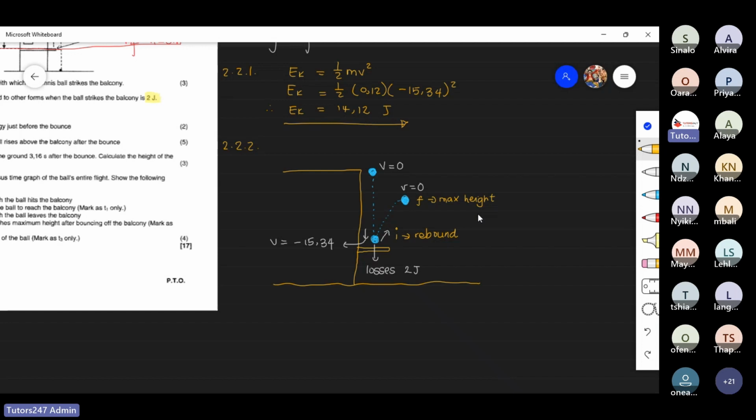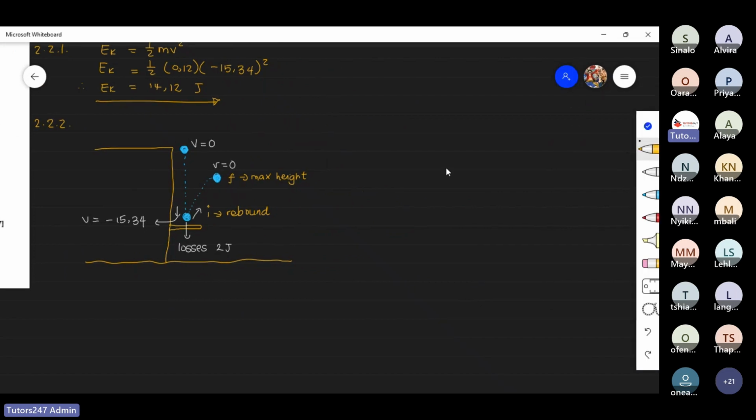So first step, we need to identify how much energy the ball rebounded with, or how much energy the ball left the balcony with. So before the balcony, it had 14.12 joules of energy. Now this was before the balcony, or let's say when it hits the balcony.